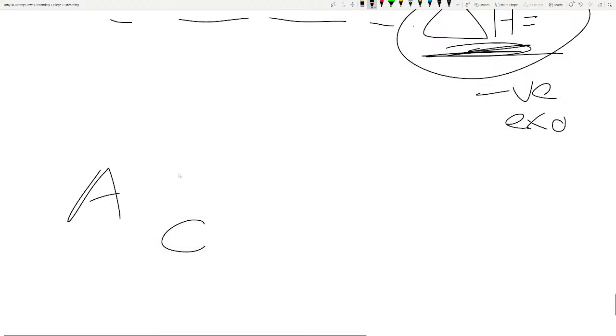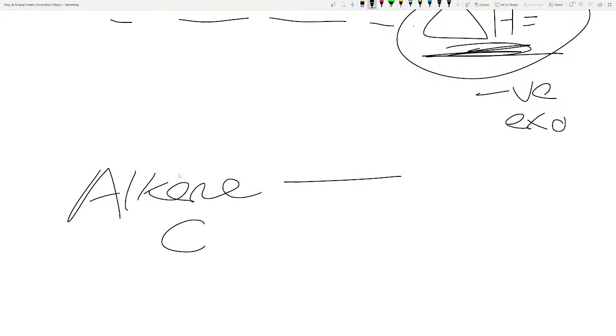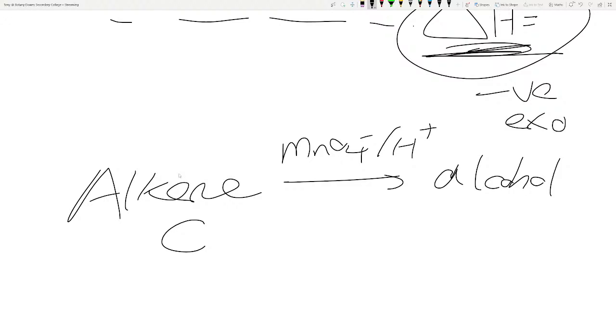Alkene turns into alcohol. Okay, so this is oxidation. So this is using MnO4 minus / H plus, or you can just use MnO4 minus neutral, which is correct.